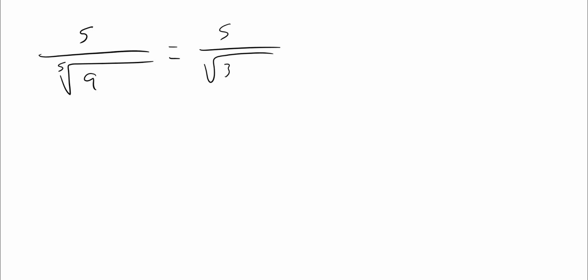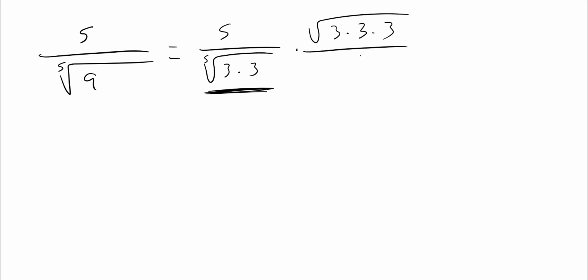If I had 5 over the 5th root of 9. Okay, so let's break down that 9. So it's 5 over the 5th root of 3 times 3. So how many of these do I need? I need 5 of these. I only have 2, so I'm going to do this. Well, 3 times 3 times 3. That's going to give me 5.